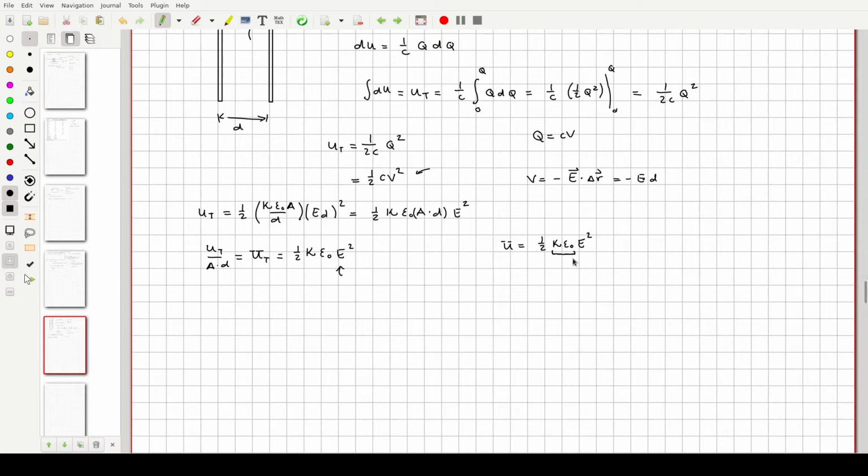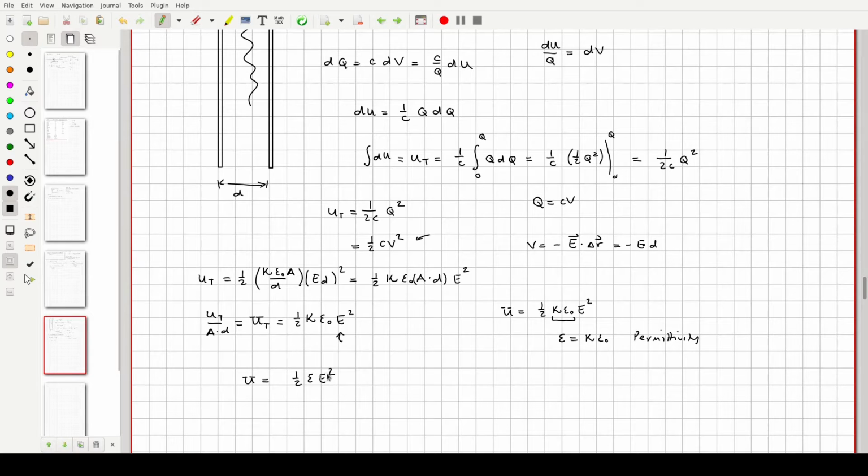Now, kappa times epsilon naught is often just referred to as epsilon. This is just called the permittivity. Not the permittivity of free space, because it potentially could not be free space. So our energy density is just 1/2 epsilon times E squared. So that said, let's use this over here.